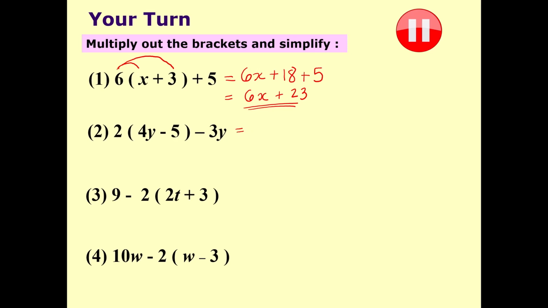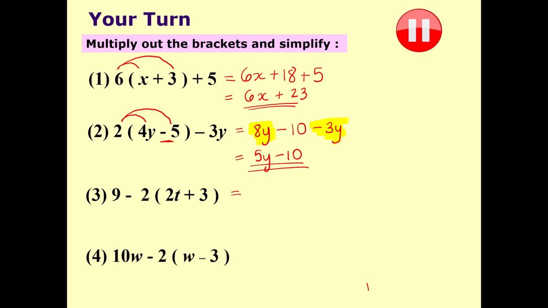And number 2, we're going to expand our bracket first. So we've got 2 times 4y to give us 8y. 2 times negative 5, watch that negative there, to give you minus 10. And then we've got minus 3y on the end. Then we're going to collect our like terms. And our like terms, 8y and that minus 3y, whatever sign is in front of your term needs to be stuck with it. So if we collect those like terms, we're going to get 5y, subtract 10, and that's that answer.